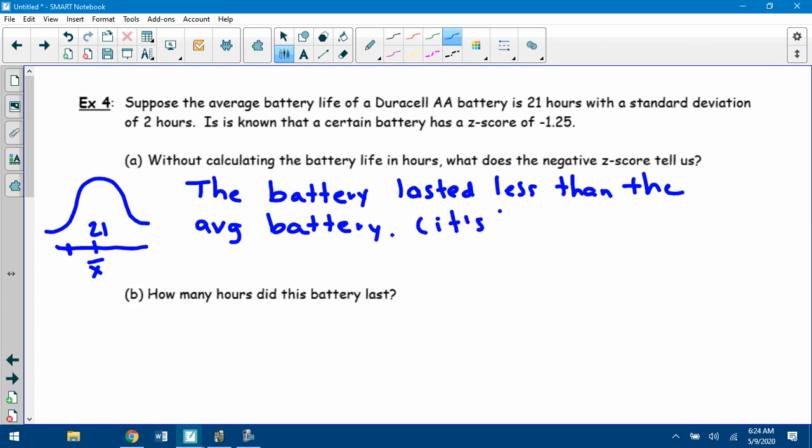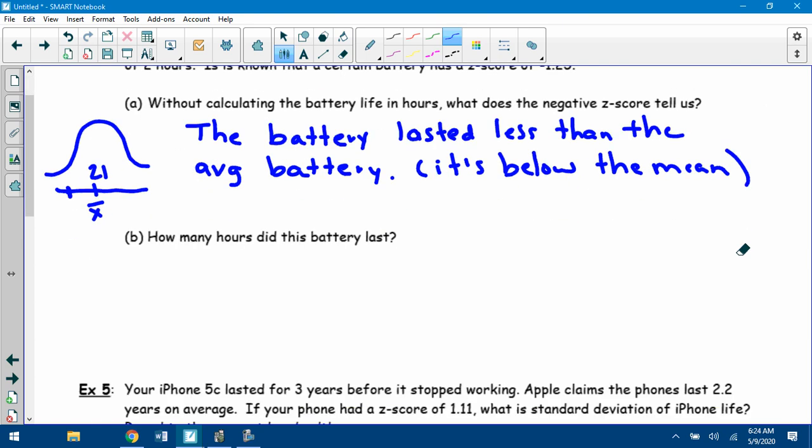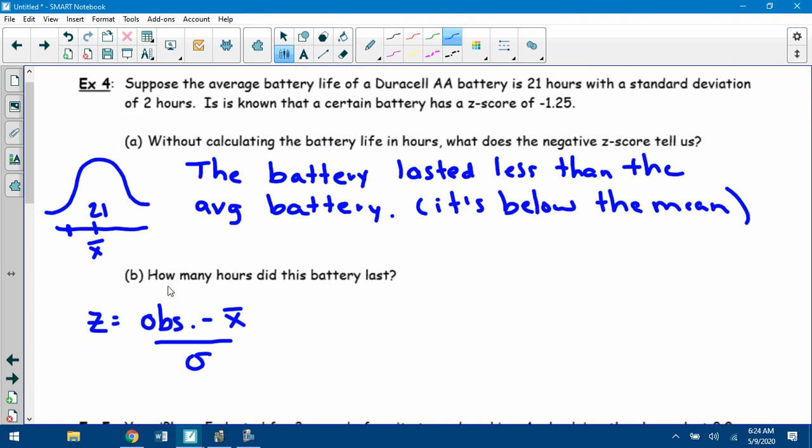In other words, it's below the mean. That's what a negative z-score always tells you. It's below the mean. Now, I wanted to know exactly how many hours it lasted. Remember, a z-score is equal to observed minus the mean divided by the standard deviation. What part of that do I need to solve for? The observed. I want to know what the exact lifespan of that observed battery was. So I'm just solving for a different part of the z-score.